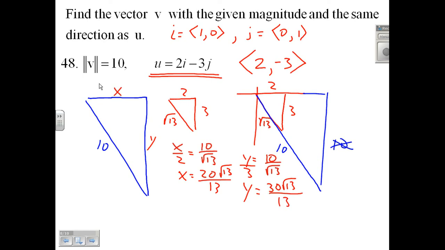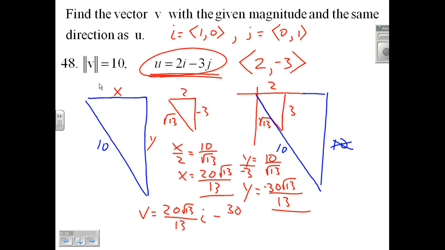So if I was to put this in component notation, I would just group these together. But because we started in this linear form, I think I'll go ahead and write this linear, but it's as easy as this. V is equal to 20 root 13 on 13 i. And by the way, this is a -3, so I apologize for that. What does that affect? -3, -30 here. And then I would have a minus 30 root 13 on 13 j.